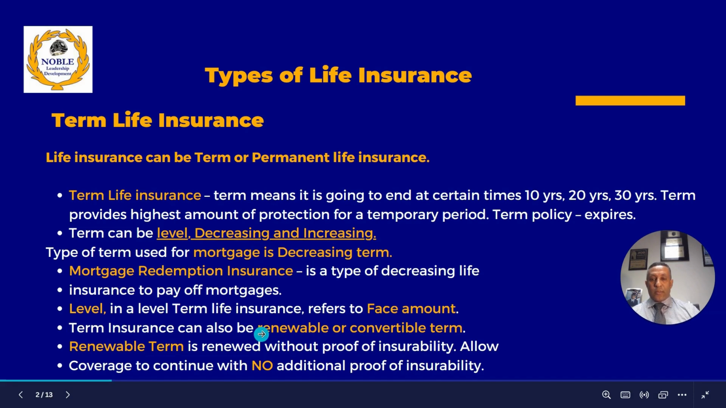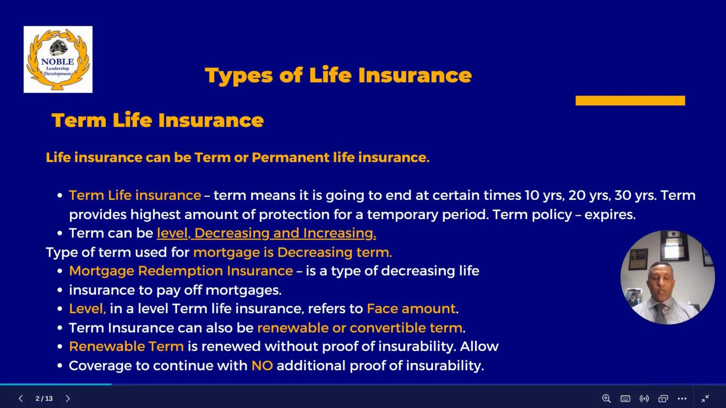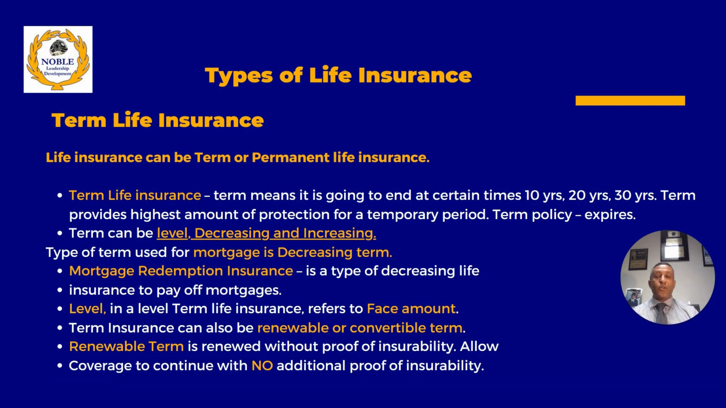The other thing to know about term is the renewable and convertible term. So you pay a little bit more on the premium, but you can make it a renewable term. So you can renew it without proof of insurability. So the renewable and convertible is without proof of insurability. So you don't need to go through a medical investigation. You just get approved right away.